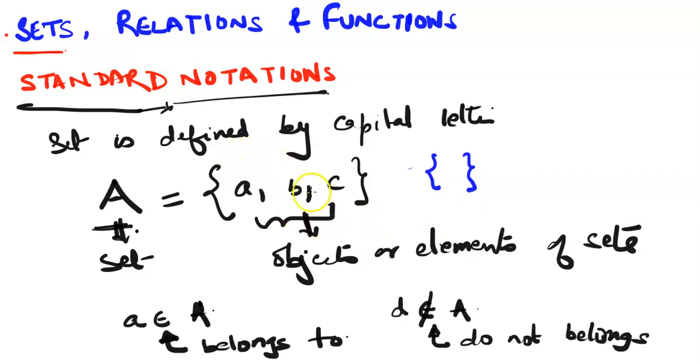So what you've learned: a set is typically defined by a capital letter. Elements of sets are typically defined by small letters. Sets are most often defined under curly brackets. An object may belong to a set or may not belong to a certain set, and epsilon is the sign which says belongs to or does not belong to.